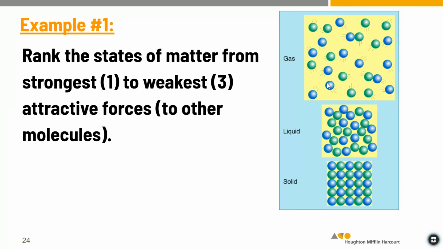So here's example question number 1. You have 3 states of matter: solid, liquid, gas. I want you to rank them from strongest, being number 1, to weakest, being number 3, by their attractive forces to each other, which means how strongly they are attracted to the other molecules around them. So 1 is going to be really strong attraction, and 3 is going to be the weakest attraction. So I want you to go ahead and pause and try this on your paper.